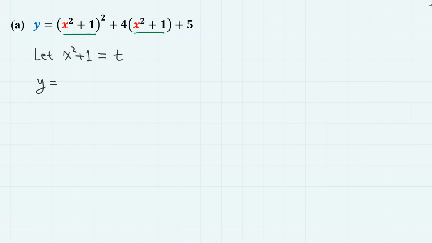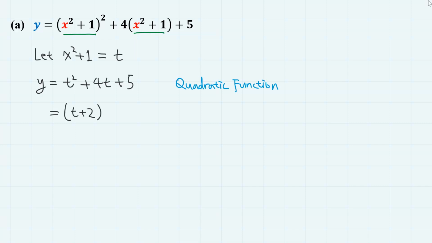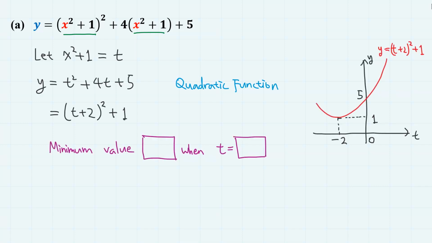Then y equals t squared plus 4t plus 5. This is a quadratic function of t, and we can easily find its minimum value by completing the square. That is, y equals (t plus 2) squared plus 1. So from the graph of the quadratic function, y is minimum when t equals minus 2, and the minimum value is 1, right? Well, no.